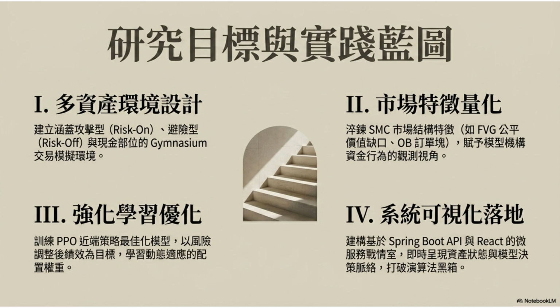The objective of this research is to build a complete AI asset allocation framework. At the model level, this project designs a multi-asset reinforcement learning trading environment and trains an agent using PPO. At the feature level, this project transforms SMC concepts such as BOS, change, order block, and fair value gap into structured state features. At the system level, this project builds a microservice-based trading dashboard using Spring Boot and React to visualize portfolio weights, performance, and risk indicators.